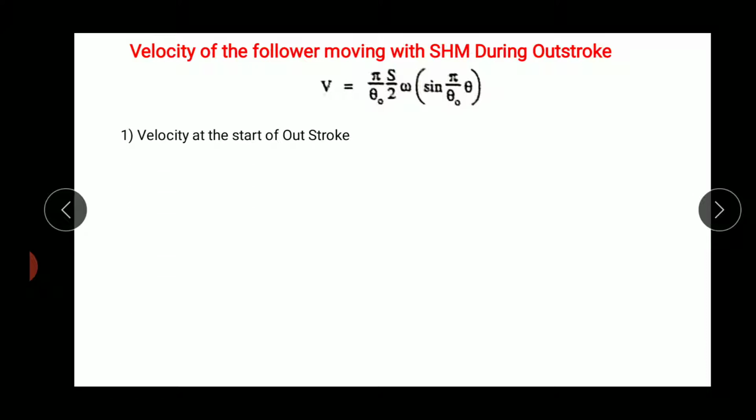So at the start of outstroke, the angle turned during outstroke is 0, that is theta is 0. If theta, this variable, is 0, if you put 0 over here, then this entire trigonometric term will become 0, that is pi by theta o into 0. So that will become sine 0. As sine 0 is 0, this entire term will become 0. So you can directly put the velocity at the start of outstroke, that is theta equal to 0, as 0.